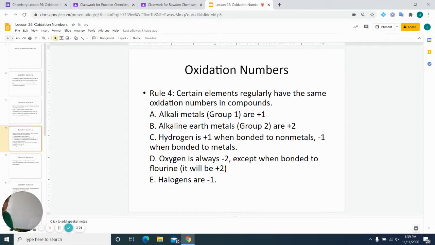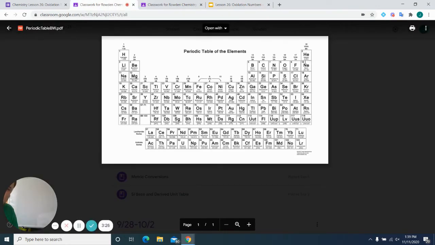And then hydrogen is plus 1 when bonded to nonmetals, but it switches to -1 if it's bonded to metals. Oxygen is always -2. There are some exceptions, actually. When it bonds to itself, it can change, and when it bonds to fluorine. But for the examples we're doing, we're just always going to consider oxygen to be -2. And then last but not least, the halogens, group 17. Everything here in group 17 is -1. So to recap, group 1 plus 1, group 2 plus 2. Oxygen is -2. Halogens are -1.